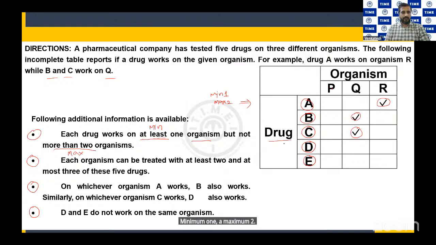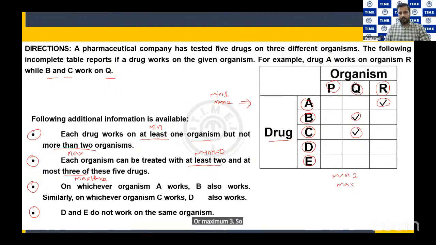Next, what is given? Each organism can be treated with at least two, which means a minimum of two, and at most three, which means a maximum of three, of these five drugs. So each of these organisms, P, Q, R, should be treated with at least two or at most three. So minimum two or maximum three.